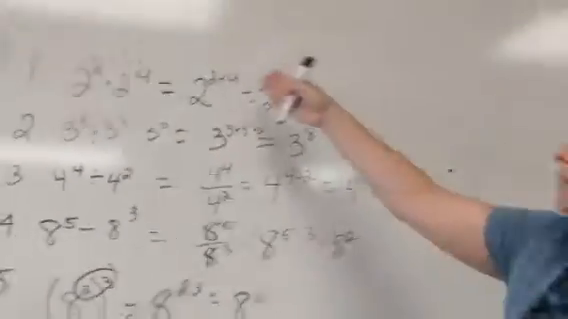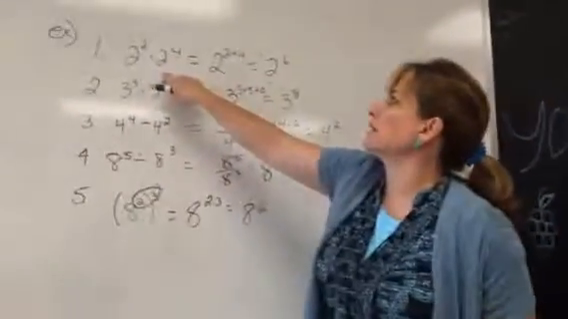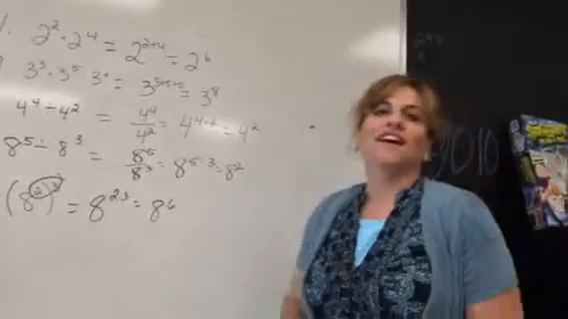Do you have to do all these ones? No, you can just come up with your answer. I know that 2 to the 2nd times 2 to the 4th is 2 to the 6th. I don't have to do all that out.